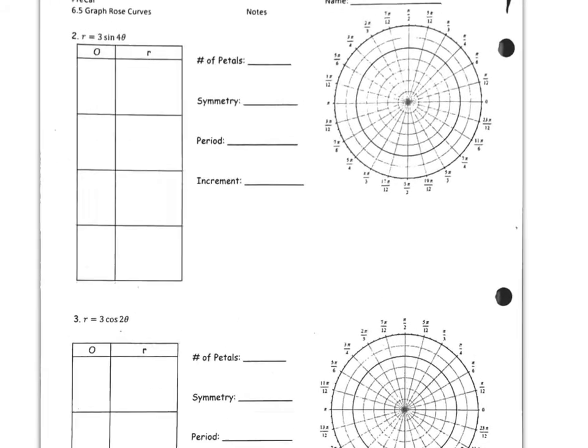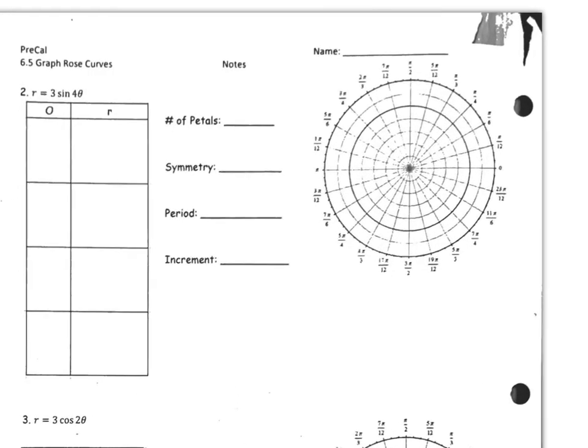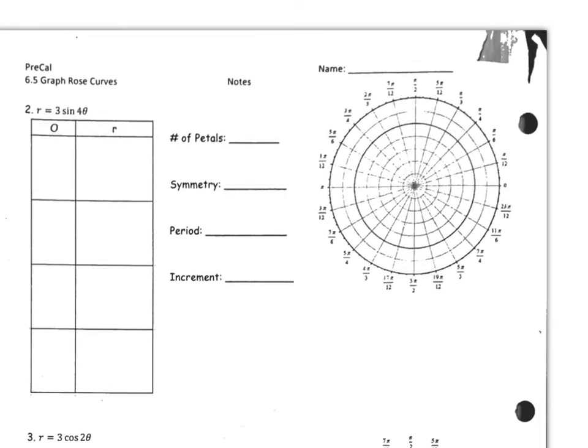Alright, so number 2. This one's going to get a little bit ugly because n is 4. Now the very first thing we're going to do, what is n? So n is 4. So the first two things we should figure out is how many petals it's going to get for the rose curve, and what is it symmetric to? Since n is 4, the number of petals is 2n. So we double it. There's going to be 8 petals here.